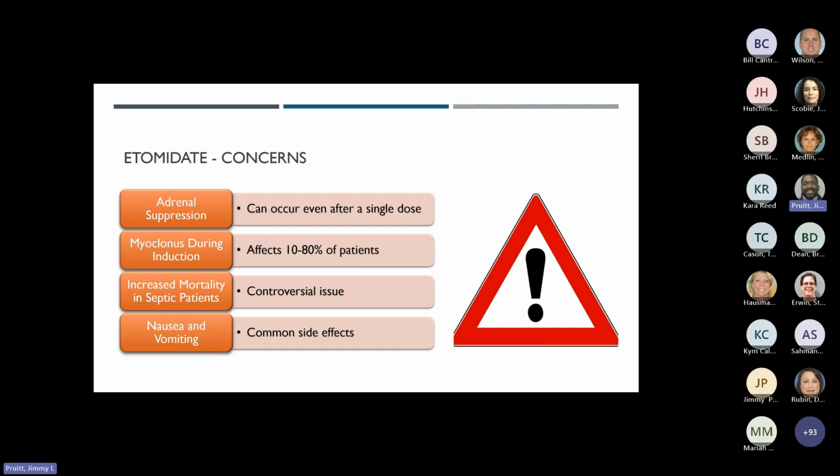So a few things happen. You have this myoclonus happening during induction, but you're also pushing a very viscous product through their veins. There's a lot of data out there going back and forth on whether it increases mortality in septic patients. This is not going to be our primary patient population in trauma, but again, some of those patients can become septic later on. And nausea and vomiting is not something that we really care about. We can suction those patients if they do vomit, but again, that's another thing shared between etomidate and ketamine.